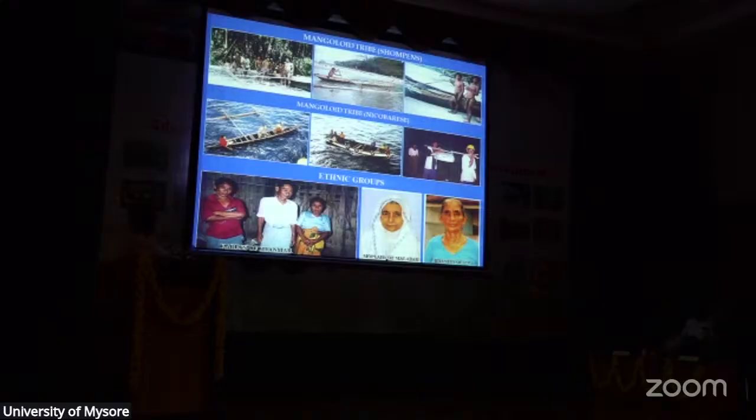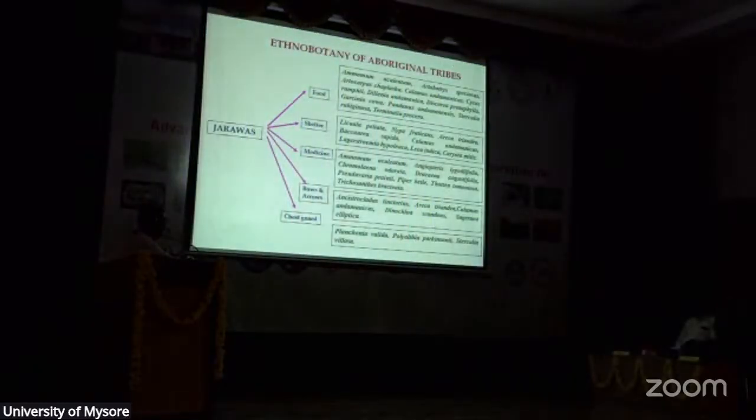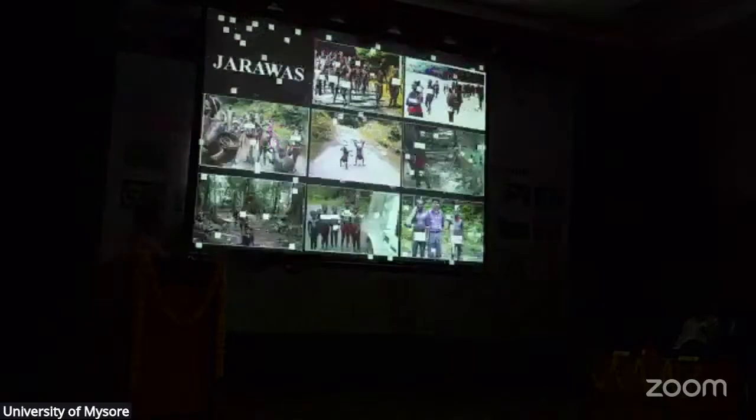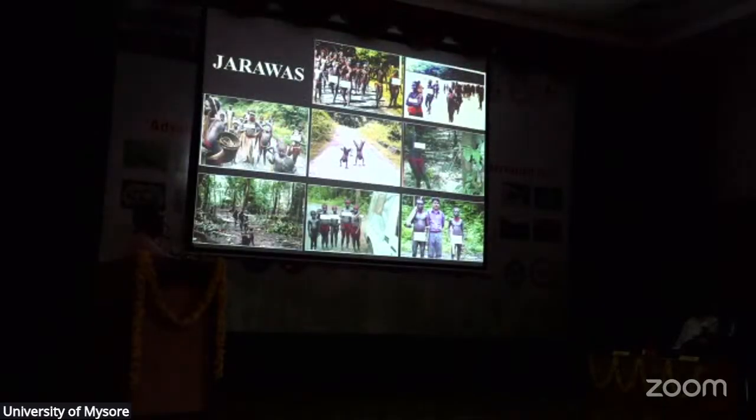And Shompens. Among the Mongoloid tribes, one is the Shompens, inhabitants of Great Nicobar Island, and they are all dwindling tribes. Of course, only the Nicobarese are now a developed tribe, whereas the remaining tribes are completely dwindling. About the Jarawas also, we have carried out much work and completely documented all the plants used by them, and I will show how they look and how they carry out their activities in the Jarawa reserve area.